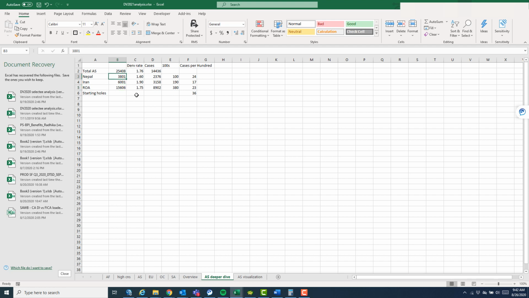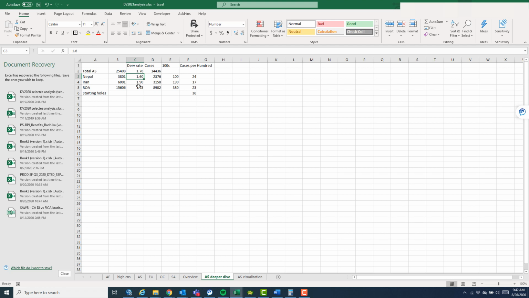So if there's 3,801 people in Nepal, and if their derivative rate is 1.6, and I'll come back to that in a moment, then we would have 2,376 cases, right? Now, 1.6 is lower than these other countries. There's a reasoning for that.